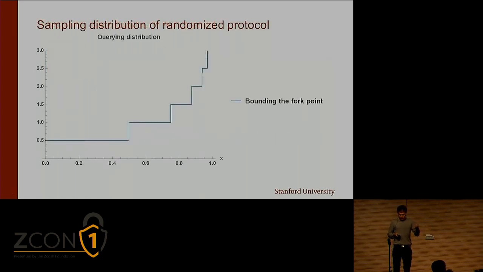So then if we look at this, we can draw it as a sampling distribution, basically saying what is the probability that I sample the block? And you can see that it goes higher and higher the closer we get to the end of the chain. So 1.0 is the end of the chain. But this is sort of a step function, and a natural question to ask is, why would this be a step function? Is this really the best thing that we can do?